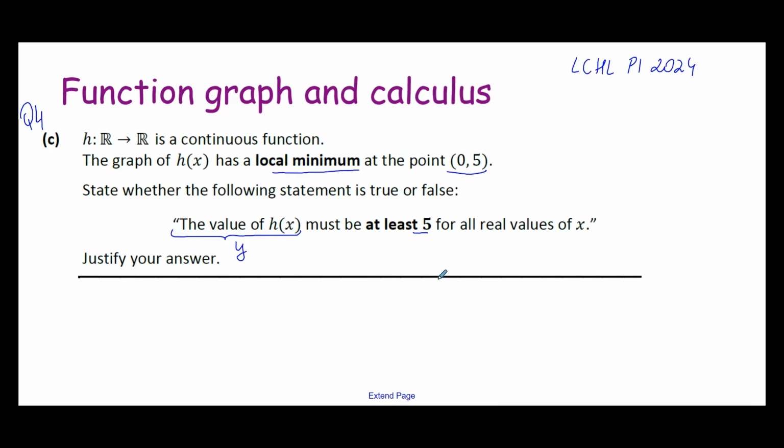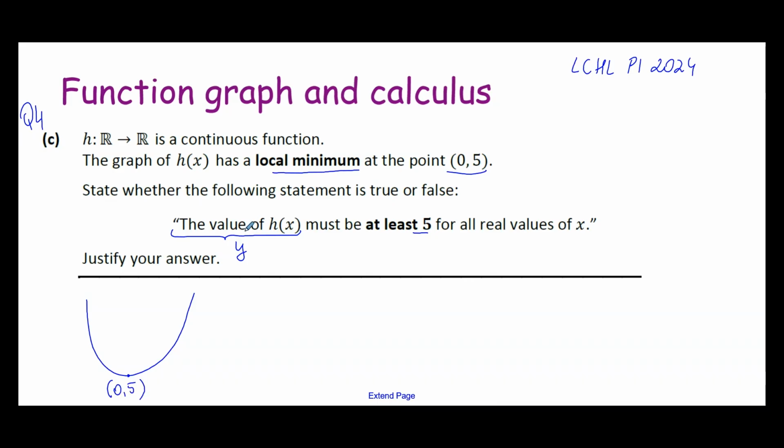Now, you are kind of thinking, how am I supposed to solve that? Let's have a think about the two functions that we know pretty well. Let's have a think about a quadratic function, and let's have a think about a cubic function. A quadratic function is a parabola, and it has a local minimum, and that could be (0, 5).